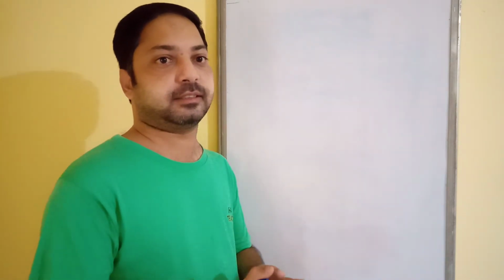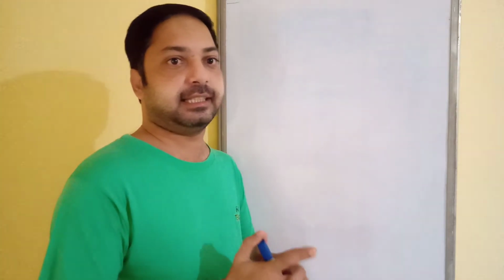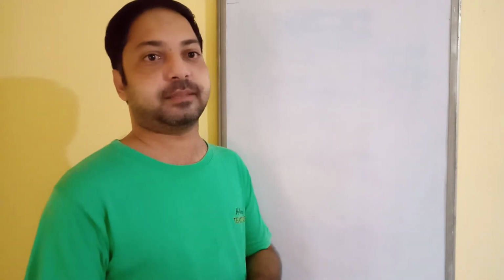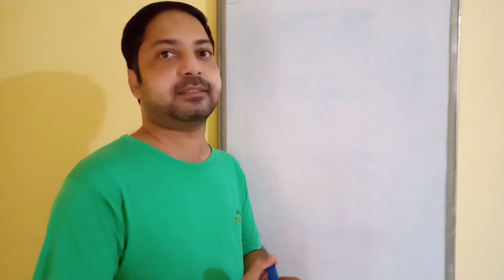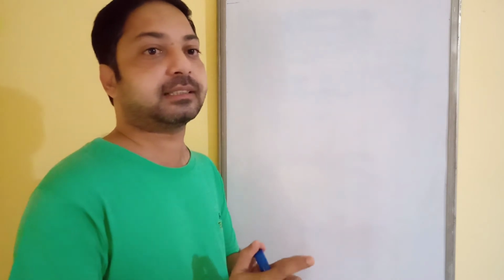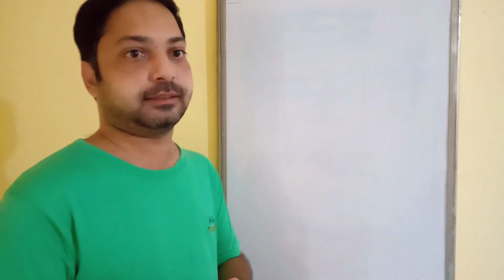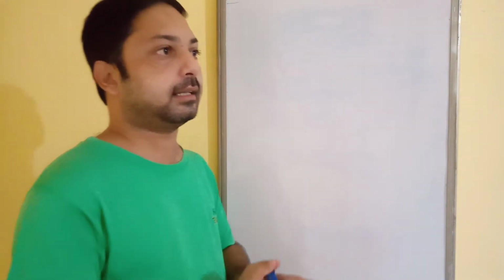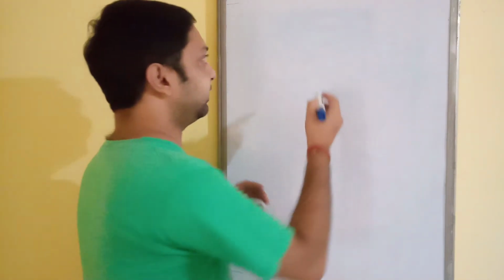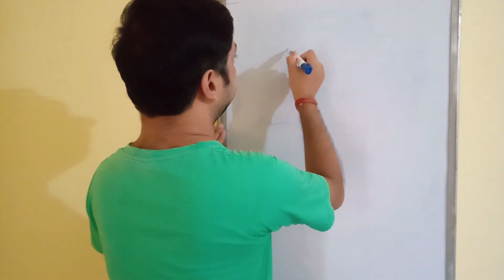So what is recursion basically? Recursion is a technique in which a function calls itself. That means it can be defined in terms of itself, and every recursion has a terminating condition. Let us take a simple example to find the factorial of a number. Let it be 5 factorial.